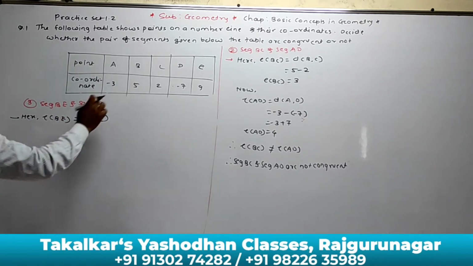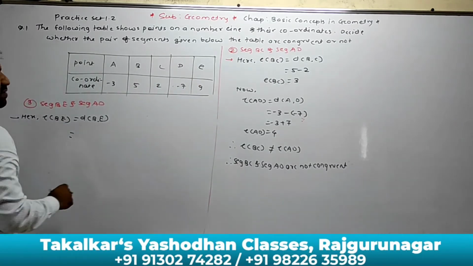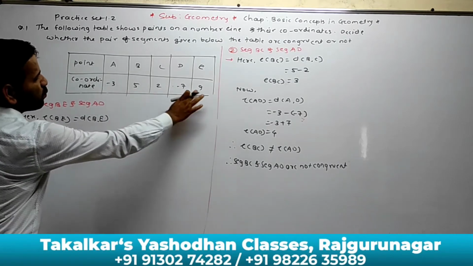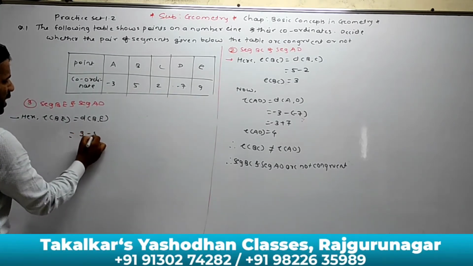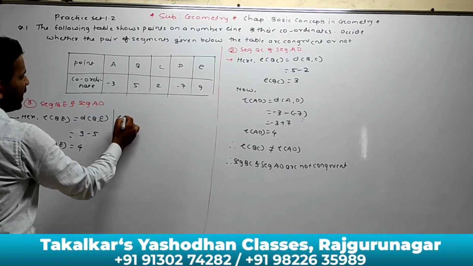What is the coordinate of B? 5. What is the coordinate of E? 9. So how to find out the distance? You can subtract smaller coordinate from bigger coordinate. So 9 minus 5, your answer will be 4. Length of BE. And now let's find out the length of AD.